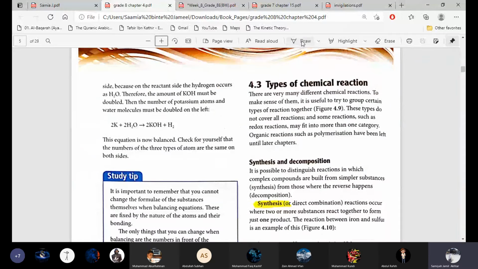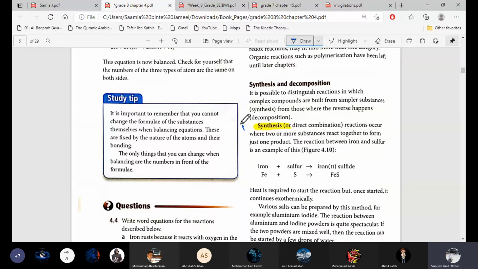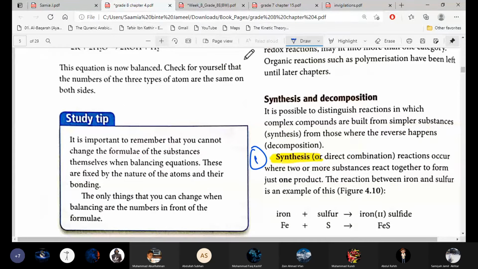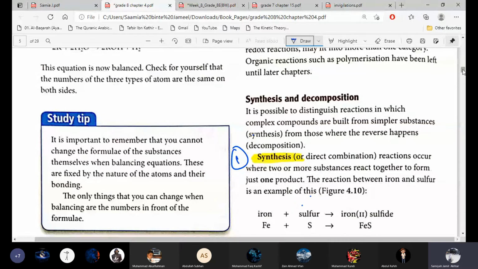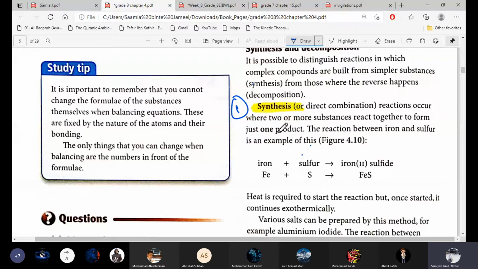Types of chemical reactions. Number one and number two, we have synthesis and decomposition reactions. Synthesis reaction: synthesis or direct combination reactions occur where two or more substances react together to form just one product.